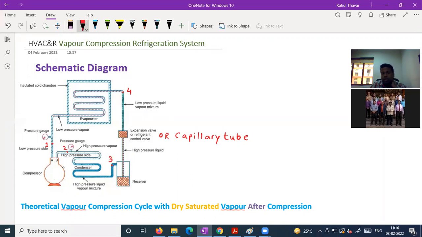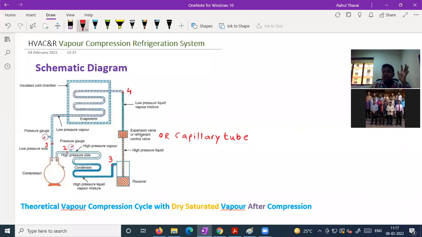See what happens in a compressor, all of you know. In the compressor, the working fluid gets compressed. What do you mean by compressed? Its pressure increases, its temperature increases. That is what occurs in compression, and that is done in a compressor. Once it is getting out of the compressor, it is supplied to what? It is supplied to the condenser.